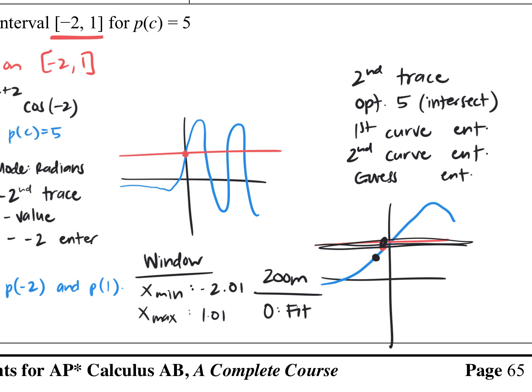So on your graphing calculator, you should have gotten negative 0.334, comma 5, as your answer there. Now, the answer that we were solving for is c. So c is which one of those two? The x, right? So my c value is negative 0.334 from our calculator.